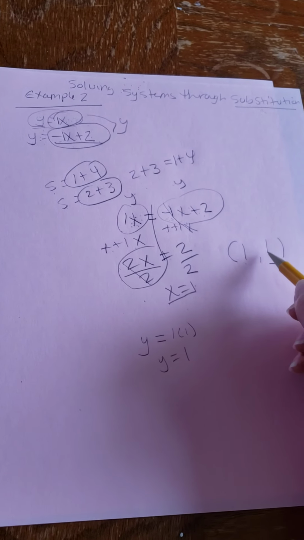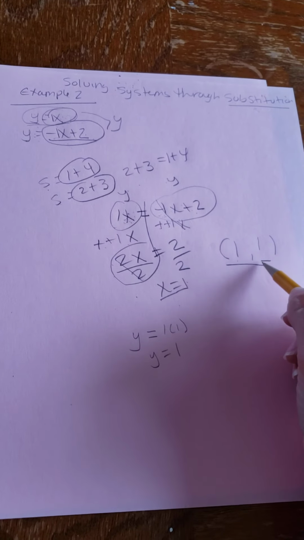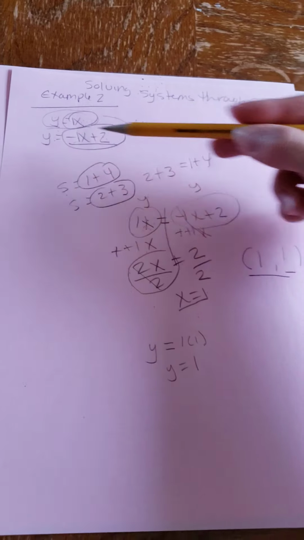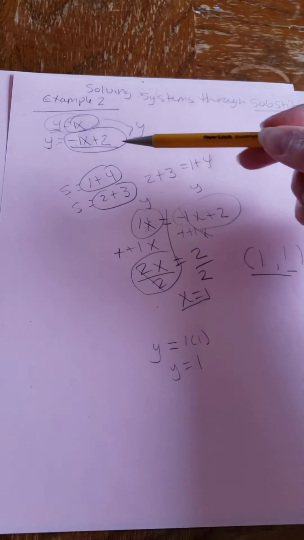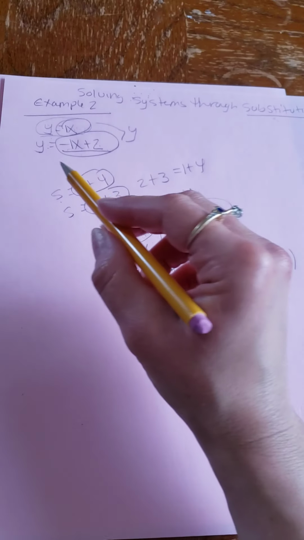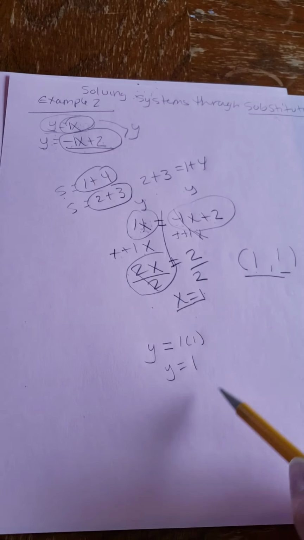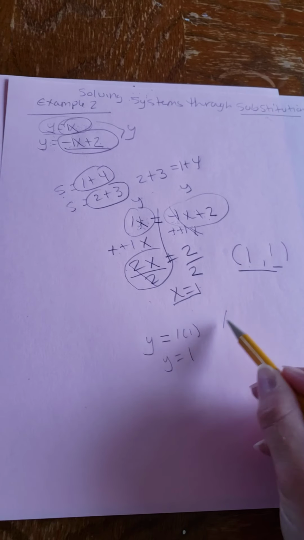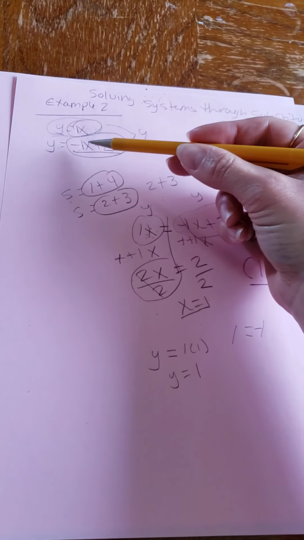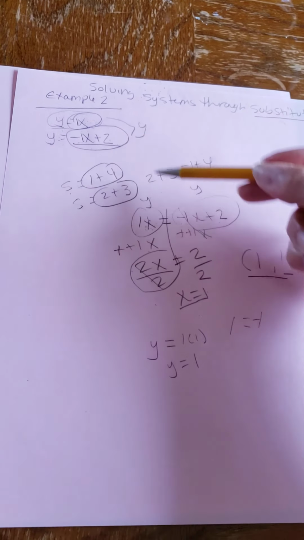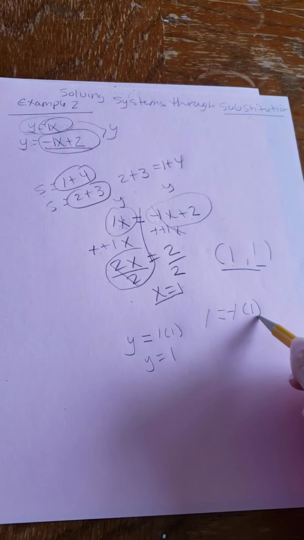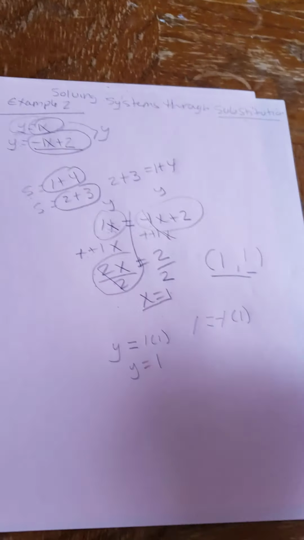But now I got to check my solution. Okay, you got to check this. How do you do it? You look at the second equation and you replace the y value with 1 and you replace the x value with 1 and you see if it's true. So instead of writing y equals, I'm going to see what y is, it's 1, and I'm going to write 1 equals. And then instead of writing -1 times x, I'm going to write -1 times 1, because that's what x equaled.